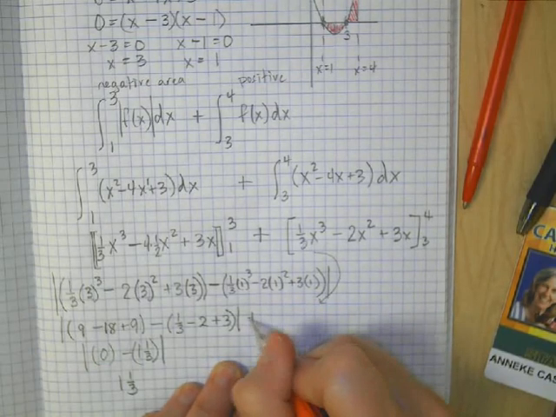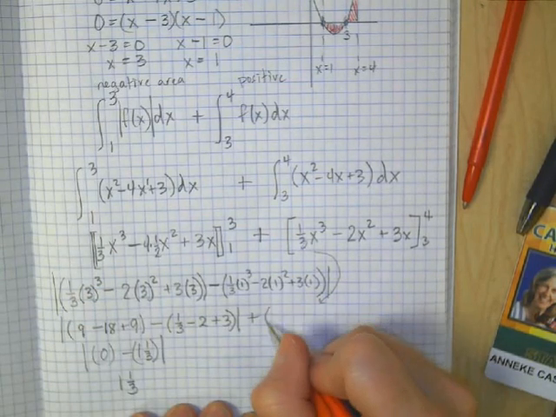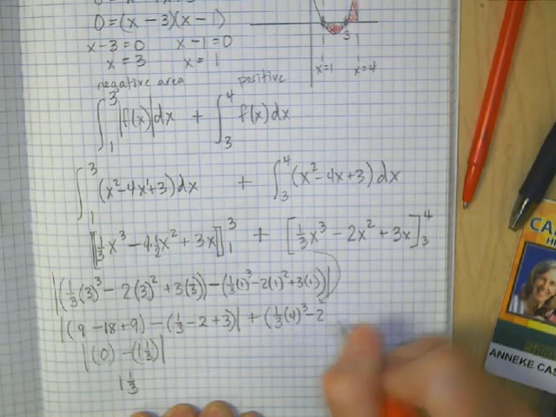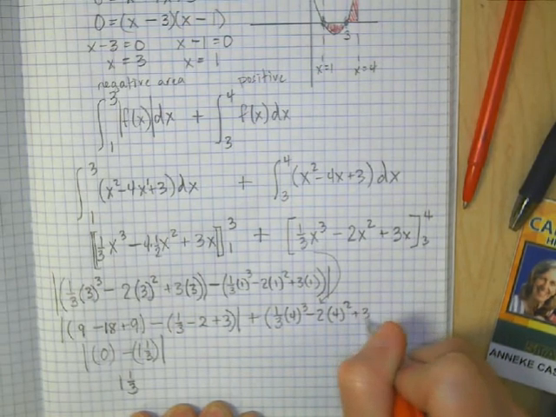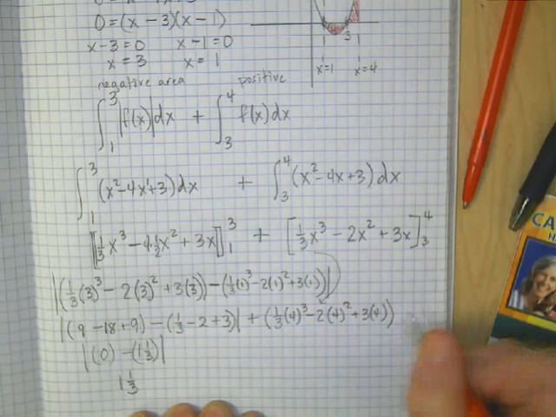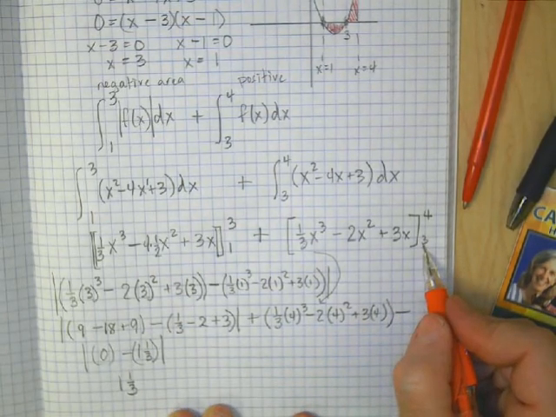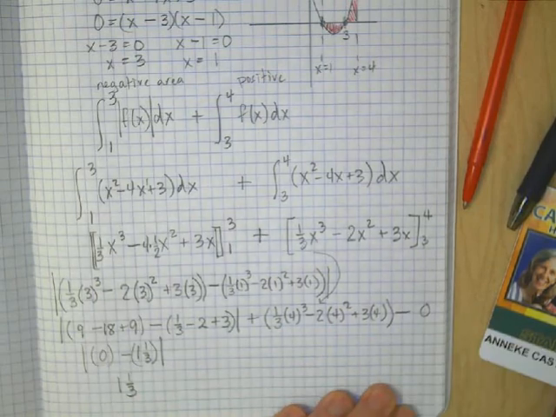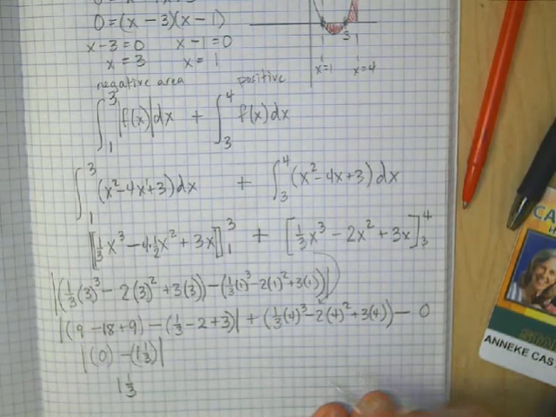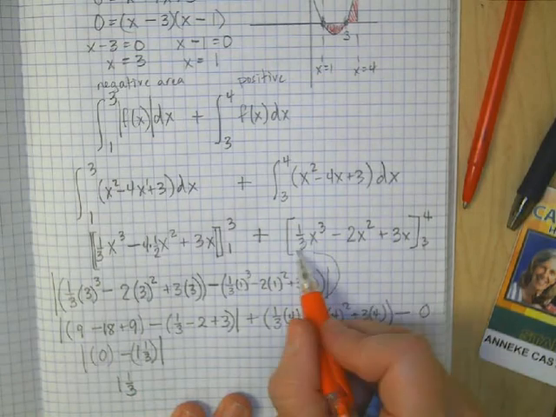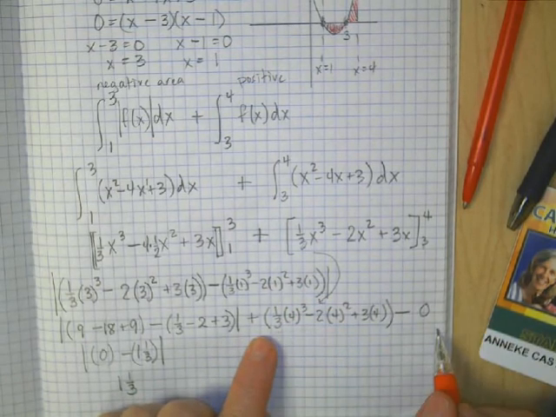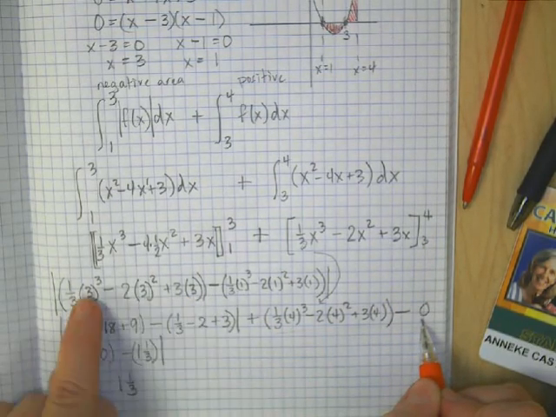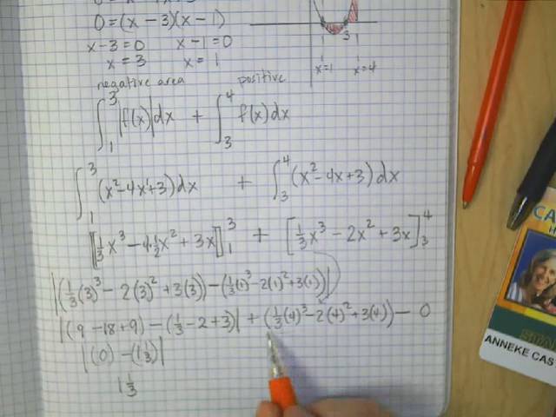So plus, now this one is going to be with the 4, so 1/3 times 4 cubed minus 2 times 4 squared plus 3 times 4, and minus, evaluated with the lower boundary with a 3. I happen to know, I already did that one, that actually is just equal to 0. So I'm just copying that over. Okay, so you don't have to redo it again. So this is with the upper boundary, the 4. This is the lower boundary with the 3, which I had already simplified and figured out that that was 0. Okay, so let's go ahead and take care of this.